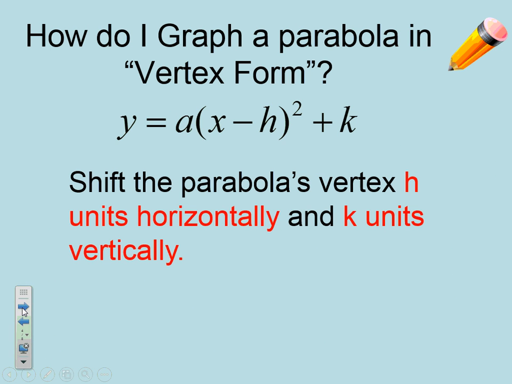This part you need to get in your notes. How do I graph a parabola in vertex form? This is what it's going to look like. You're going to have y equals, or sometimes you might see f of x right here. That's just another way to name the function. That's function notation. There might be a number a in front. Sometimes there were numbers in front of their absolute values. Now there are numbers in front of our parentheses here, quantity squared. So inside again tells me how I move left or right, and outside tells me how I move up or down. So shifting the parabola's vertex h units horizontally, left and right, k units vertically, up and down.